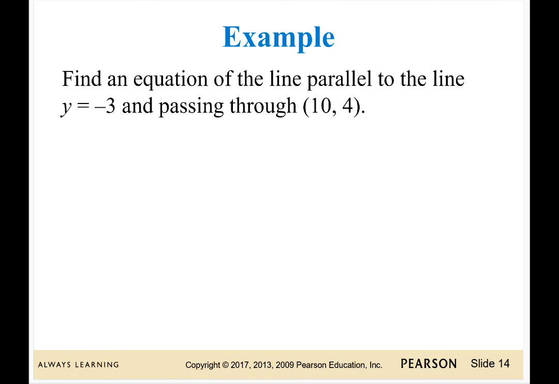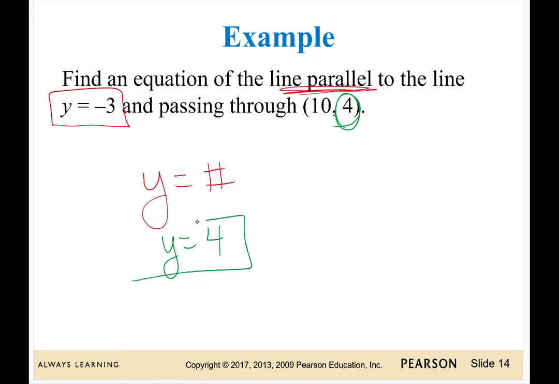All right, find the equation of a line parallel to y equals -3. Now, I'm going to stop right there. My line y equals -3 is a horizontal line. If I'm looking for a line parallel to that, it must also be a horizontal line. So it's going to be y equals a number. And if you look at this point, that tells you the number you need. So y equals 4 is the line that is parallel to y equals -3 that passes through the point 10, 4.